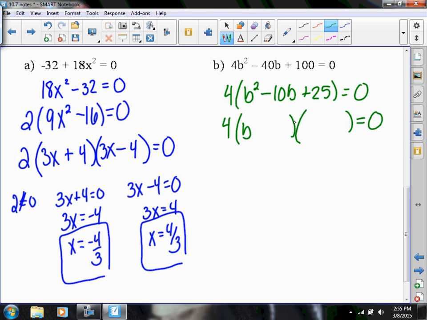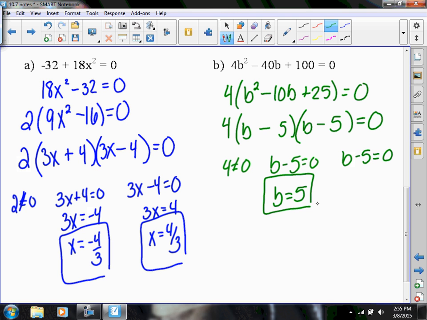So the factors of b squared are b and b. Factors of 25 are 5 and 5. Now to get the 5's to add up to a negative 10, I need them both to be negative. So again, now that I have this factored, I would set each part equal to 0. Remember the 4 equals 0, that doesn't make any sense, so we just ignore that. And then I have b minus 5 equals 0 and b minus 5 equals 0. So they're the exact same thing. So I wouldn't necessarily have to even write 2 equations. I could just write the 1 equation and solve it, because here I'm really only going to get one answer. So this would be a parabola that just touched the x-axis at 5.